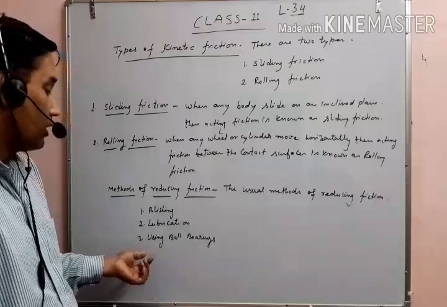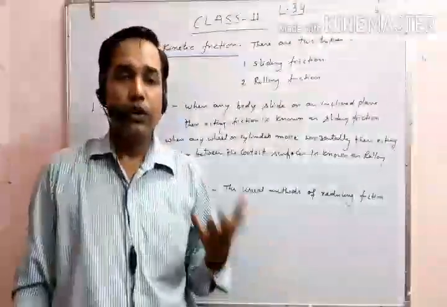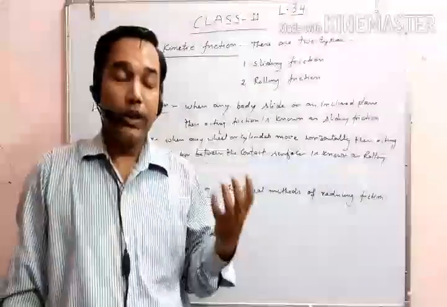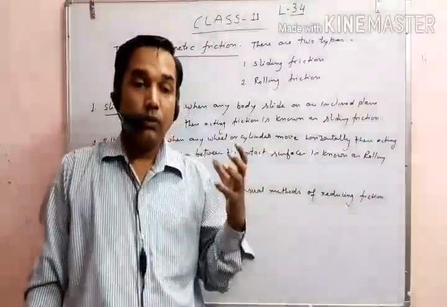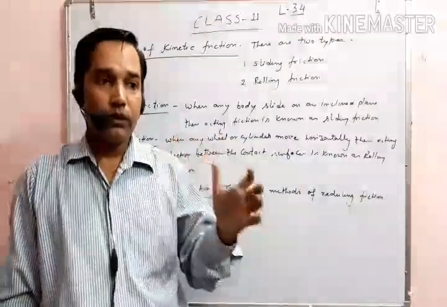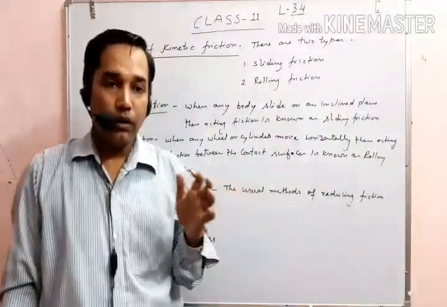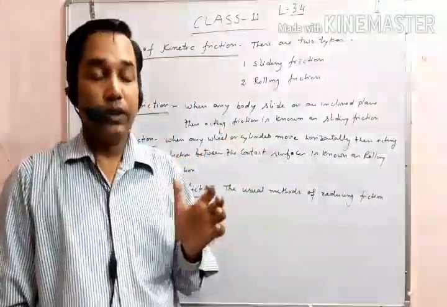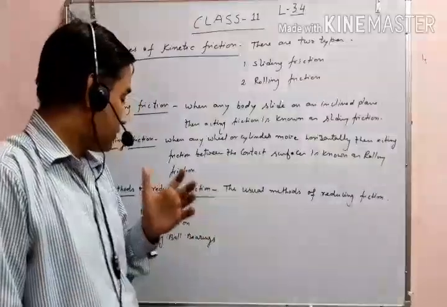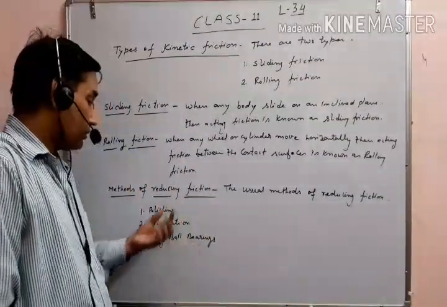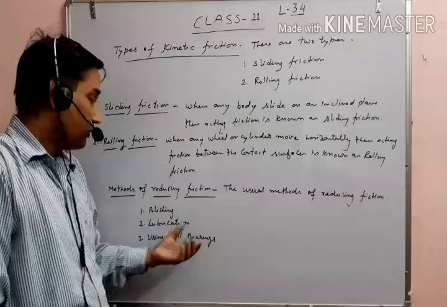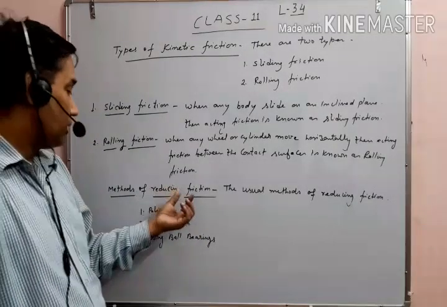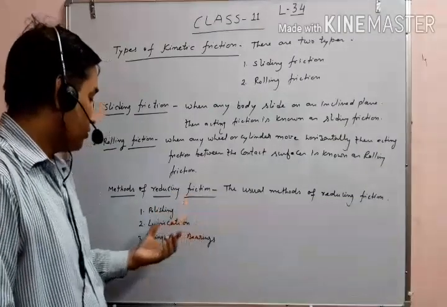And the third one is using ball bearings. For a number of moving bodies, ball bearings are used. By using that instrument, the body or vehicle will move continuously without any opposing forces, and the body will continue to move regularly. They are not feeling any external force. So by using that, friction will reduce. So generally we use these three methods in daily life to reduce friction.